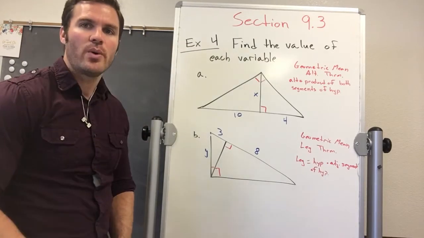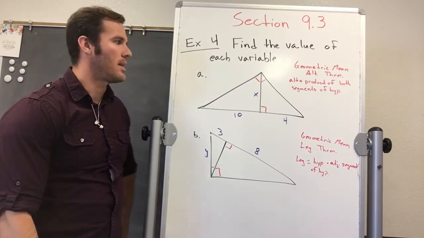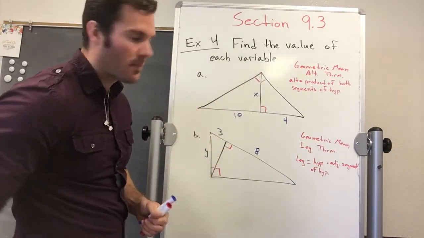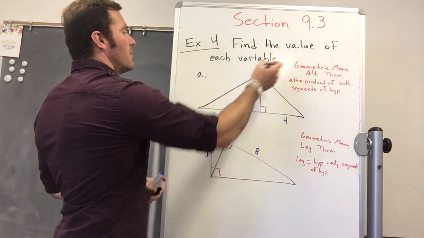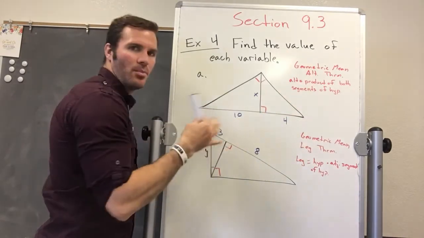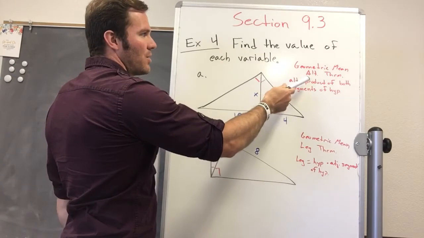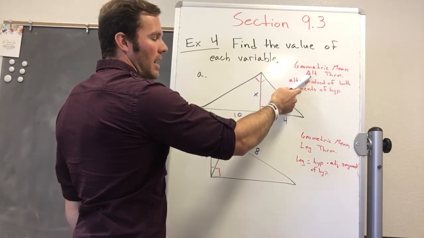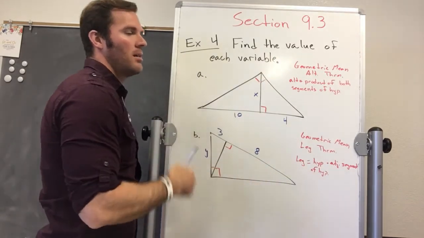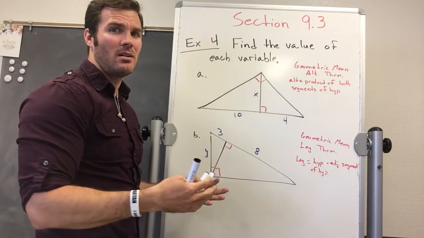Here we go with example 4 from section 9.3. Find the value of each variable. And we'll start with, okay, so in red, I wrote down a brief summary in my own words of the geometric mean altitude theorem and the geometric mean leg theorem, just to help me. I'm not going to have that memorized very well, and I want to make sure I do it right.